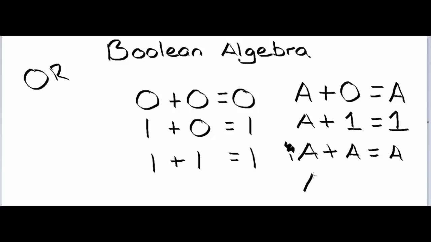And finally, if we have A plus not A, then that is always going to equal 1. Because if we say that A is 0, then what we're actually saying is 0 plus not 0, which is 1, which equals 1. And also, if we change that and say that it's going to be 1, then what we're actually saying is 1 plus not 1, which is 0, again equals 1.